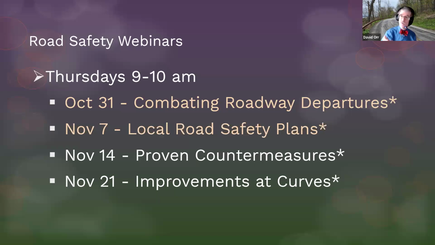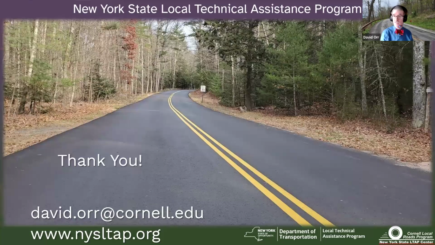We're going to be doing 2 more of these webinars in this particular series. Next week, we start our foundational series on Tuesdays, but this series continues for the next couple of weeks. Next week is proven countermeasures, and then we're going to focus specifically on curve issues, not only the proven countermeasures, but other things we should be thinking about at our curves, since we know they're really responsible. They're where a lot of our crashes occur.